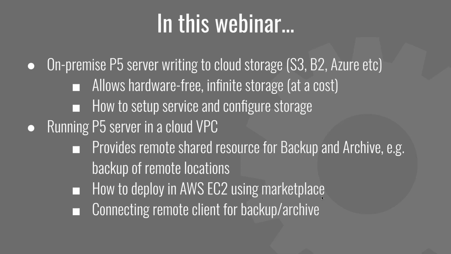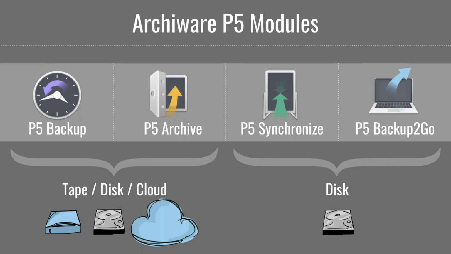Once we've done that, I'm going to show you how to deploy a P5 server running entirely in the cloud, in a virtual private cloud. In this case, we're going to be using Amazon Web Services EC2, standing for Elastic Compute Cloud. This is running P5 on a Linux machine, deployed from a marketplace. There's a pre-built image that you can run up in Amazon Web Services. We'll deploy that, and then I'll show you various ways that you can hook that up to cloud storage, either from Amazon or somebody else, and how you can back up or archive on-premise storage using this resource in the cloud that you've created.